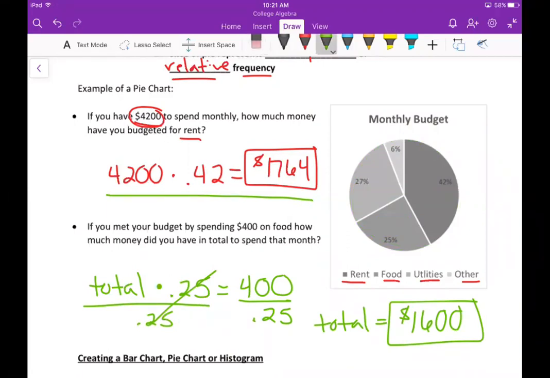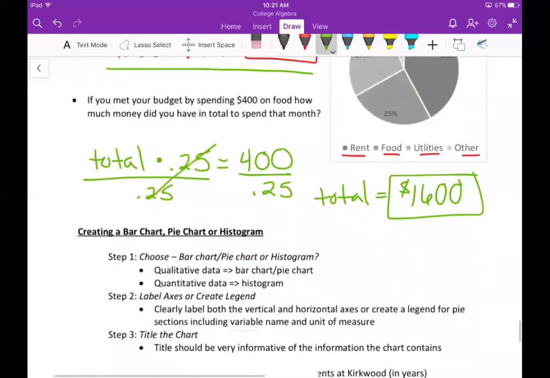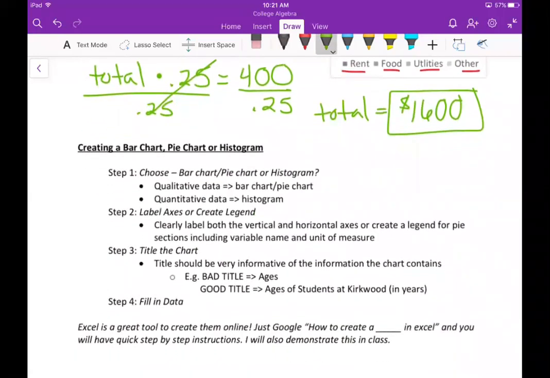All right, the last thing I want to just look at is what happens when you're creating one of these charts. So if you have a set of data, how do you create one of these charts? The first very important question is which type of chart you're going to create. You have to choose whether or not the data is represented by numbers or represented by categories. Once you figure that out, you're either going to do a histogram if it's represented by numbers, or if you have categories, then you can decide between a bar chart and a pie chart.